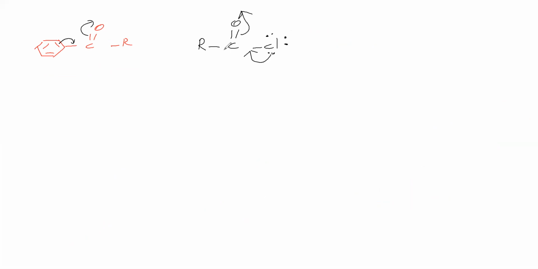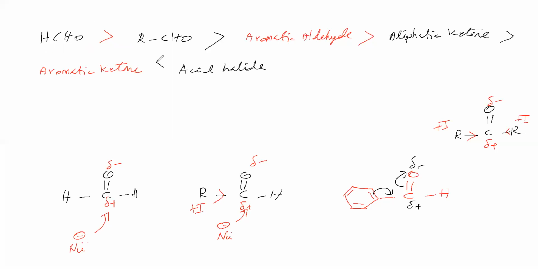Due to resonance, the positive charge here will be less. The R group also shows a plus I effect, therefore the positive charge will be less. So the nucleophile has less tendency to add, and nucleophilic addition will be low here. So ketone has higher nucleophilic addition than acid halide. Out of acid halide and ketone, ketone has higher nucleophilic addition.